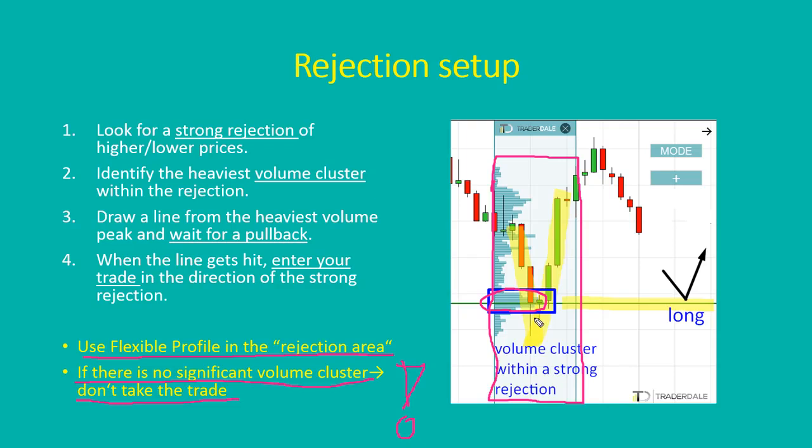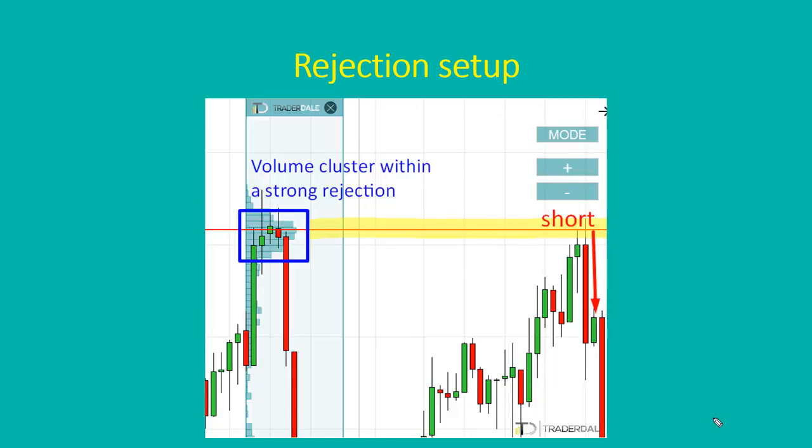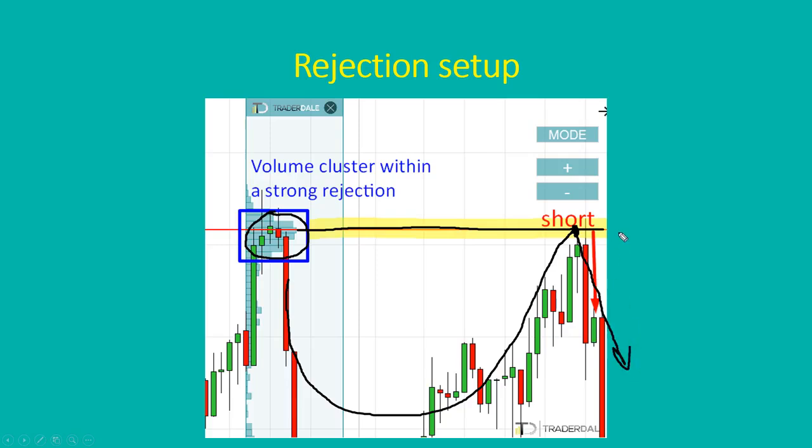So if you don't see anything like this, if you don't see any significant volume cluster, then there's no trade. One more example of the same setup. This time there were aggressive sellers rejecting higher prices, pushing the price downwards. Now within the rejection area, the heaviest volume cluster was this one, and heaviest volumes are right there. So you draw a line, you wait for a pullback, and when the price hits the level, you enter a short. No need to wait for any sort of confirmation.